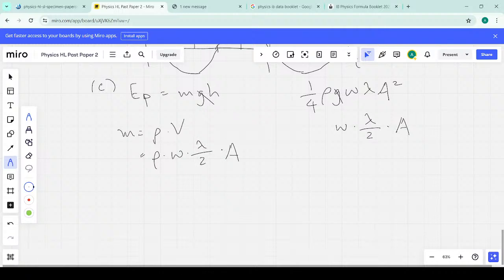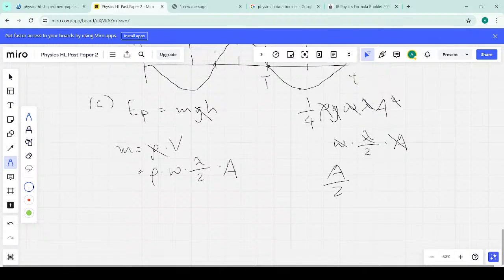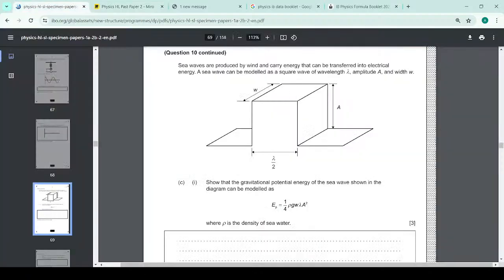And how far are we now? If we cancel this stuff out, lambda and lambda, rho and rho, A and A, we're really just left with an A over 2 factor. Where does this come from? Well, let's go back to H, because that's the only thing we're missing. We represented M. M is just rho W lambda over 2 times A. G and G we've represented. Last thing is H, and we're missing A over 2. So let's think about this. Why might H be A over 2?